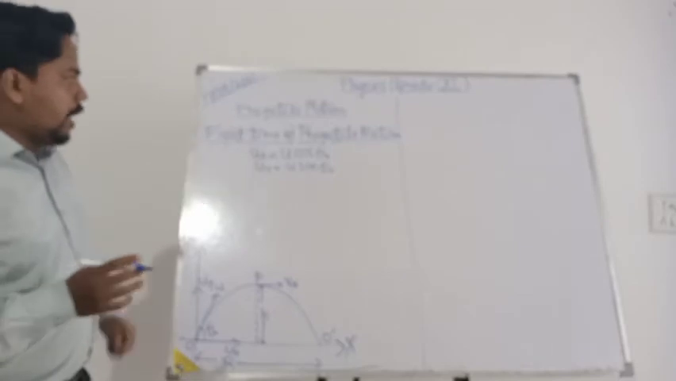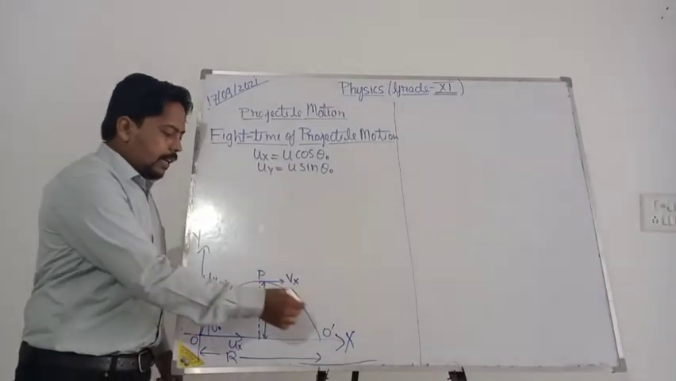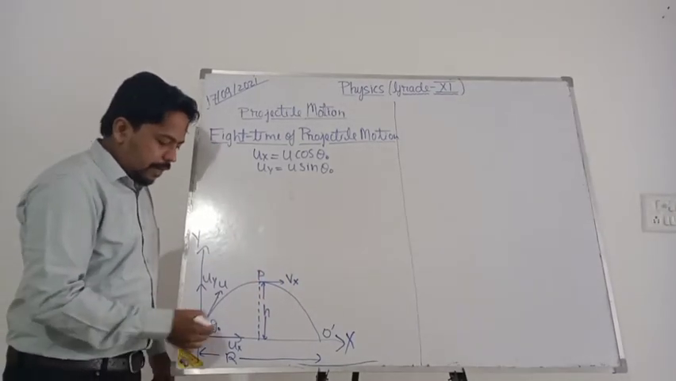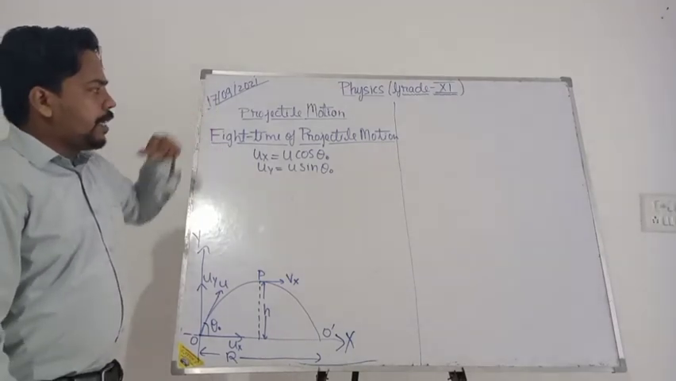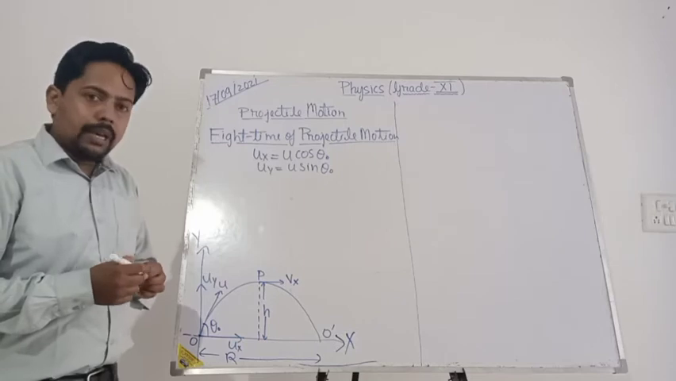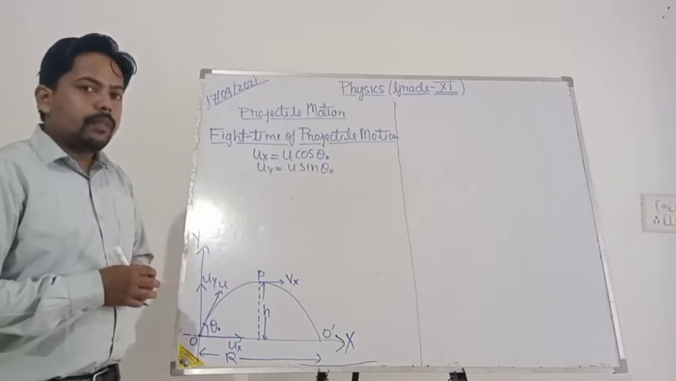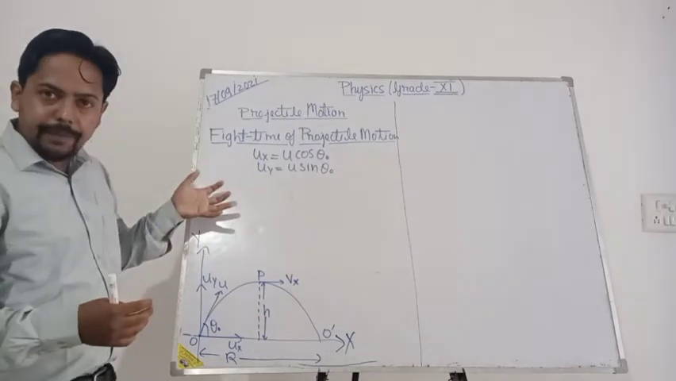The flight time of the projectile motion is the time which the particle takes to cover this entire projectile motion, starting from here and ending here. For that we will again apply a few equations of motion that we use for constant acceleration, which we have already studied.